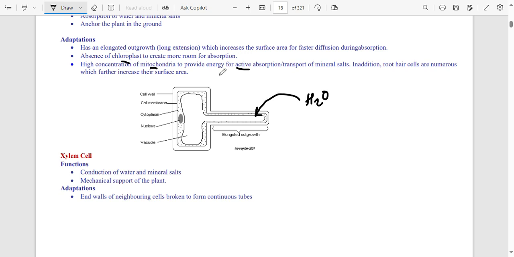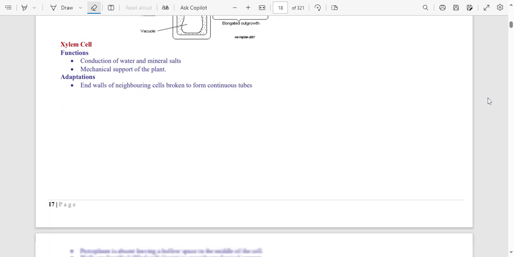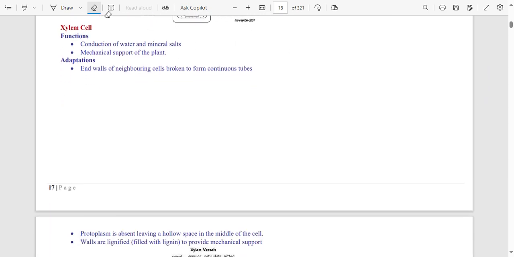Apart from that, these cells that you can see, these root hair cells, they are a lot. So that is another adaptation. They are a lot so that you can increase surface area and absorb more compounds. Is that okay? Good.